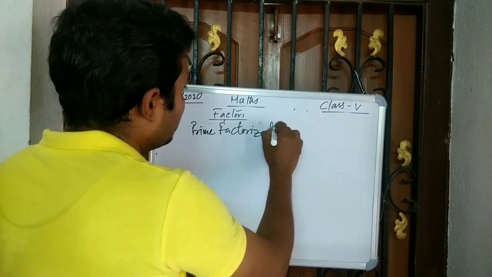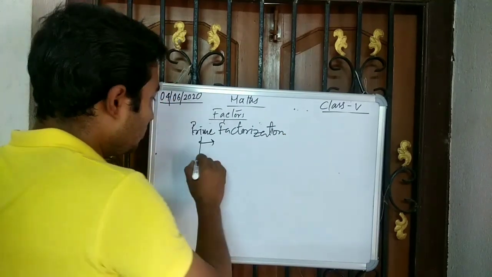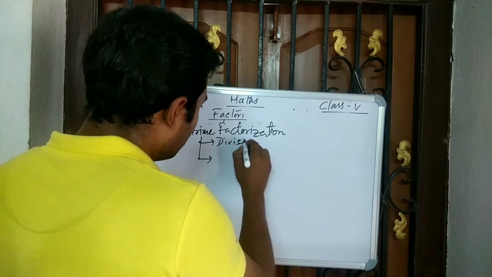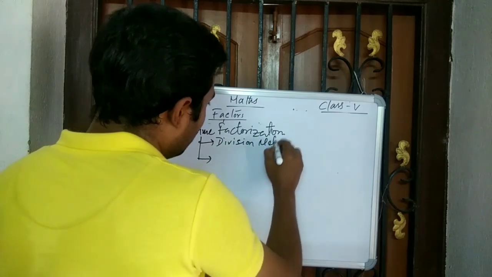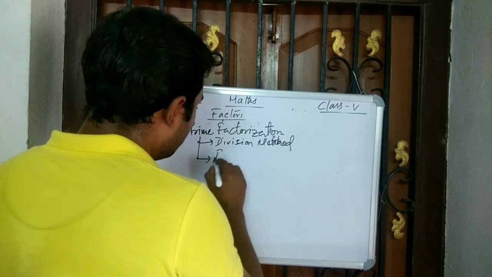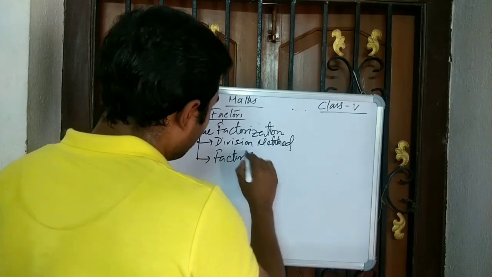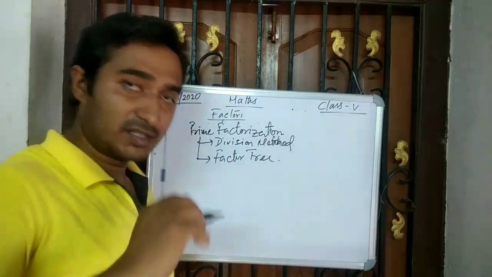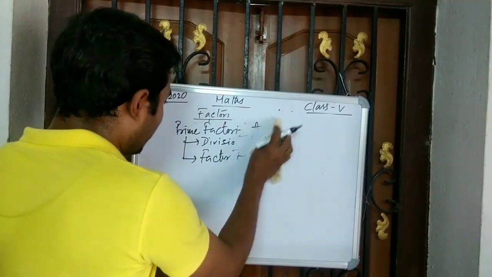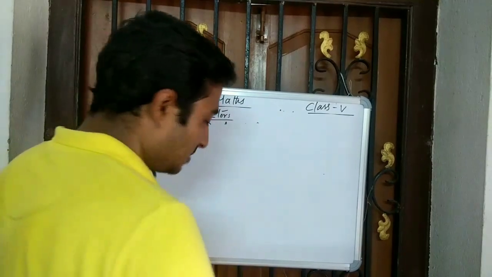The prime factorization method involves two techniques. First is the division method, and another is the factor tree method. So first is the division method. Do you remember, the division method is the base of the factorization. So what is the division method?